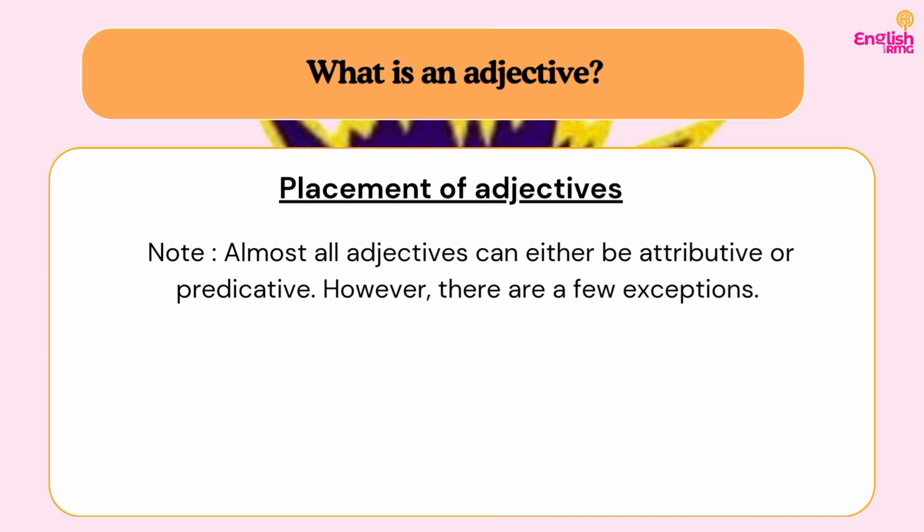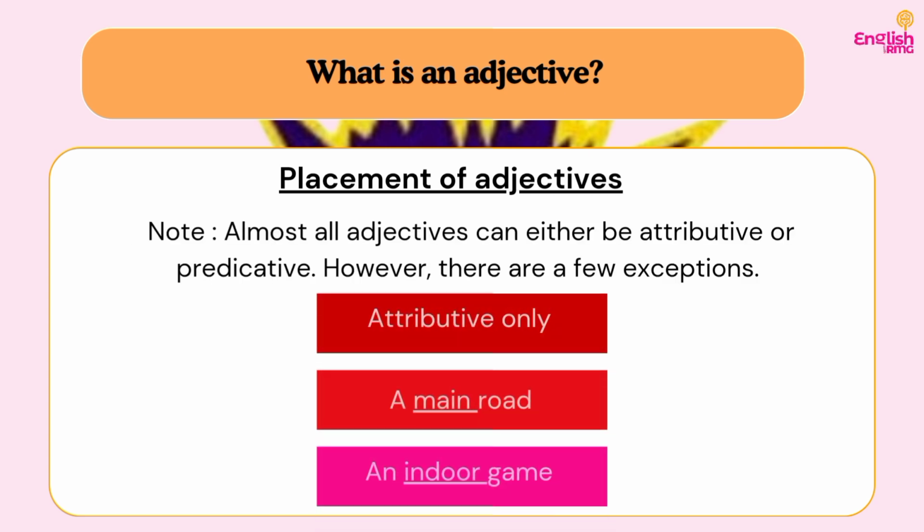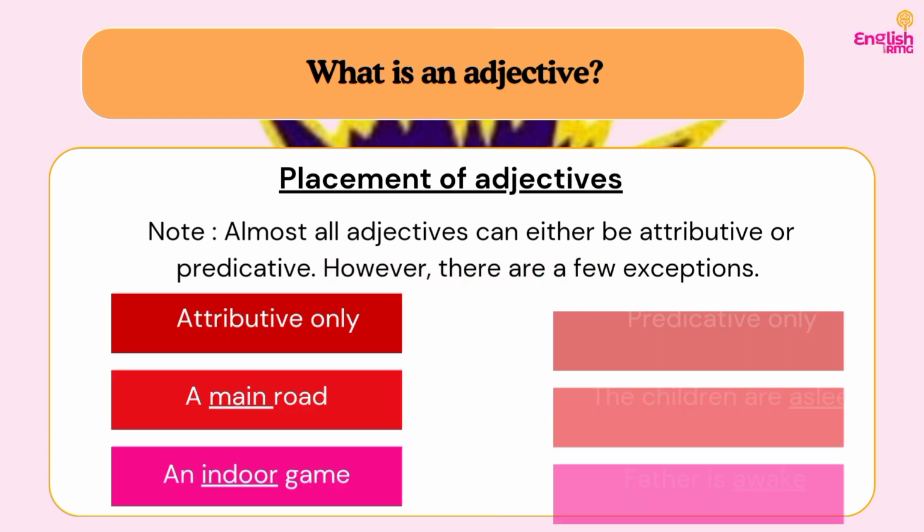So let's consider the examples of these few exceptions. We have some adjectives that can only be attributive. For example, a main road. Main here is modifying road, but you cannot say the road that is main. No. So this kind of adjective can only be attributive. Also, when you say an indoor game, you cannot say a game that is indoor. No. So we say these kinds of adjectives are only what? Attributive. So we have these few exceptions.